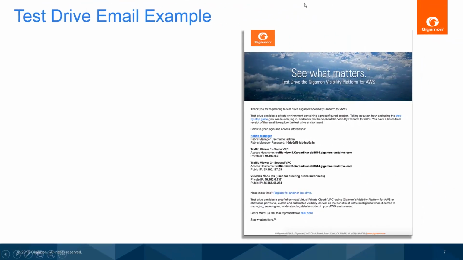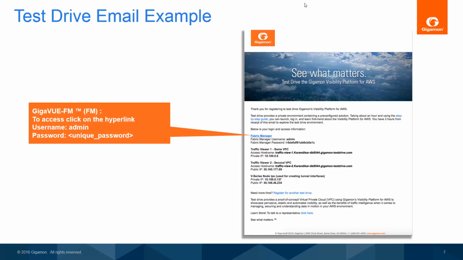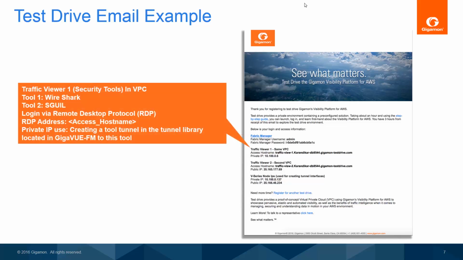This is an example of the email you'll receive when your test drive is ready. The first link in the email is for Fabric Manager. It's a hyperlink. By simply clicking on it, it will open up a web browser to GigaView FM. By using the username admin and the unique password that's printed here, you'll be able to gain access to GigaView FM.